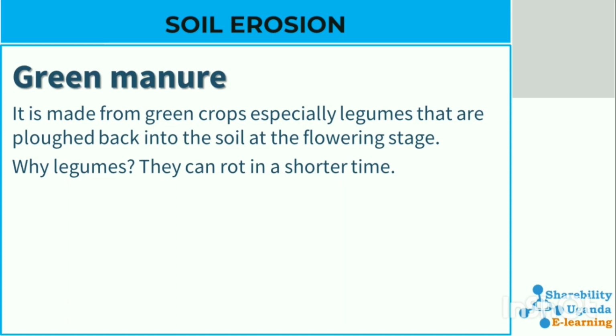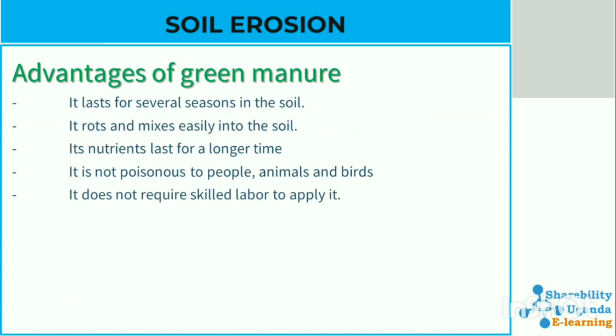Then the other type of natural fertilizers is the green manure, which is made from green crops, especially legumes that are planted back into the soil at the flowering stage. Legumes can rot in a shorter time. That's why they are used as green manure.